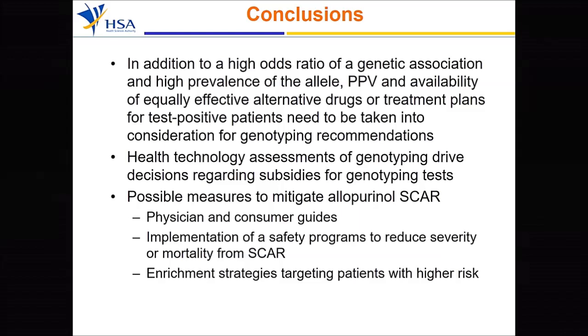And our real concern is if we mandate genotyping for allopurinol patients, we'll push a lot of patients into less effective therapy and maybe worse gout outcomes. So it's always this trade-off. The health technology assessments were key in driving decisions about the subsidy, and we're thinking about possible measures to mitigate allopurinol SCAR. We've published a physician guide.